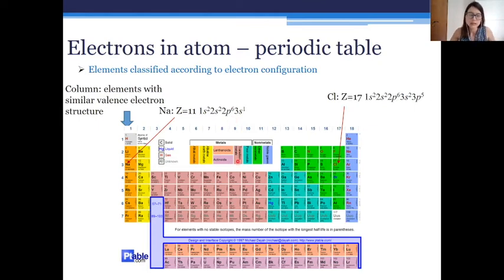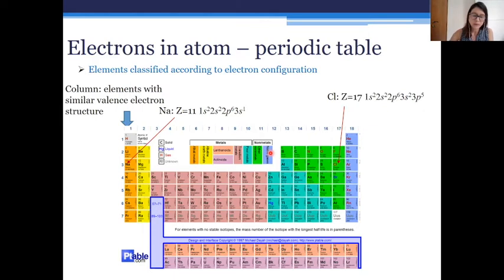Okay, and then we have all this block from the third column up to the 12th column that corresponds to the transition metals. The transition metals have partially filled d electron states, and this will be important for us to understand the chemical bonds found in metals.